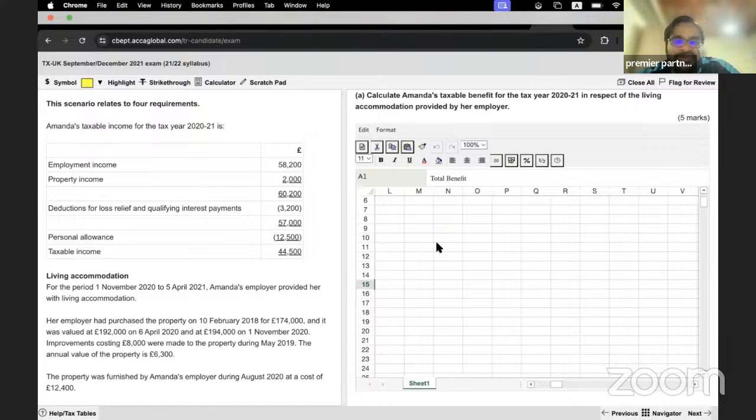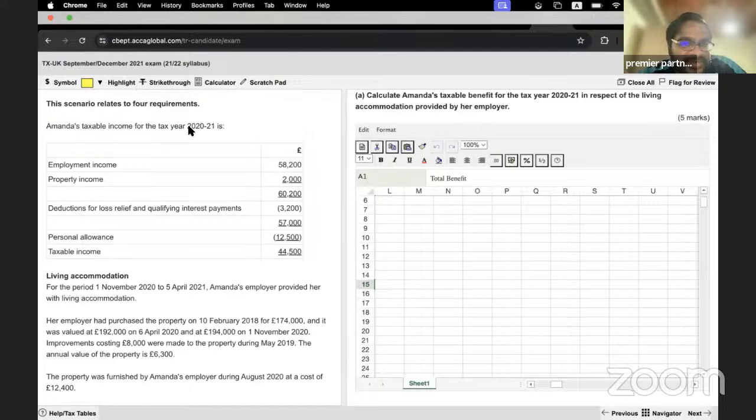Then moving on to the next question. As usual, let's check the requirement first. So the requirement is calculate Amanda's taxable benefit for the tax year in respect of the living accommodation provided by her employer. So the first part is to calculate the living accommodation benefit. I hope you guys can remember living accommodation. So let's read through the scenario.